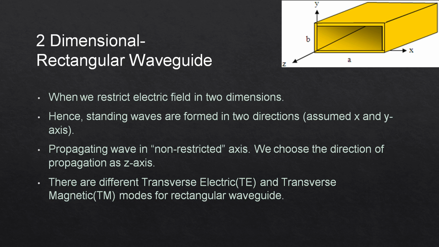Now, when the wave is restricted in two dimensions, we get two-dimensional rectangular waveguide. Here, standing waves are formed in both the directions in which the wave is restricted. In the figure, we have assumed the direction of propagation to be z direction and the wave is restricted in both y direction and x direction. Also, there are different transverse electric and transverse magnetic modes for rectangular waveguide, as we will see later.